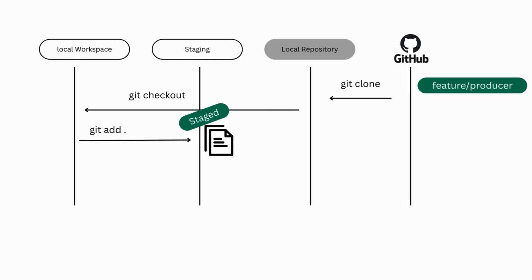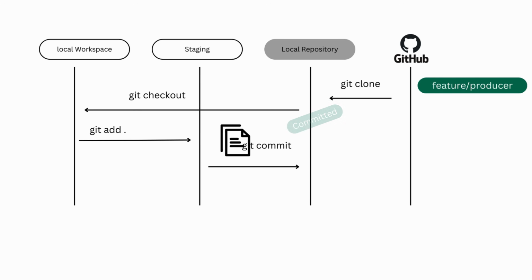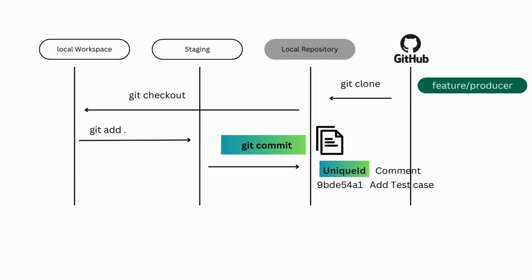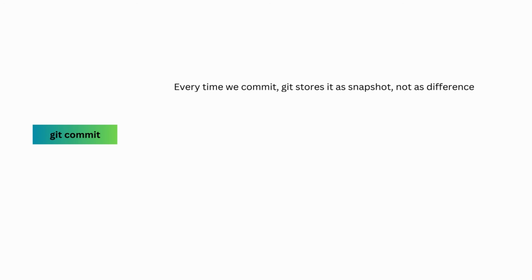It will create a blob object and files will be tracked. Once you do git commit, files will be pushed to the local repository and files will be in the committed state. A commit will be represented by a unique ID. Let's look at commits in a bit more depth. Each commit has a unique ID.